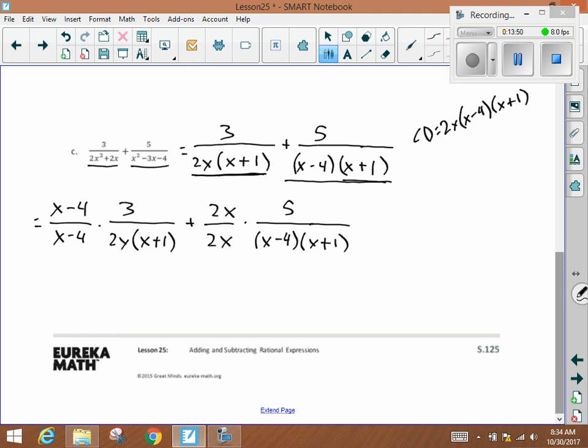So now we'll go ahead and multiply. I am going to distribute when I multiply this time. So 3 times x is 3x. And then I do that times that, and I'm going to distribute that 3 to my negative 4, which is going to give me negative 12. All over.